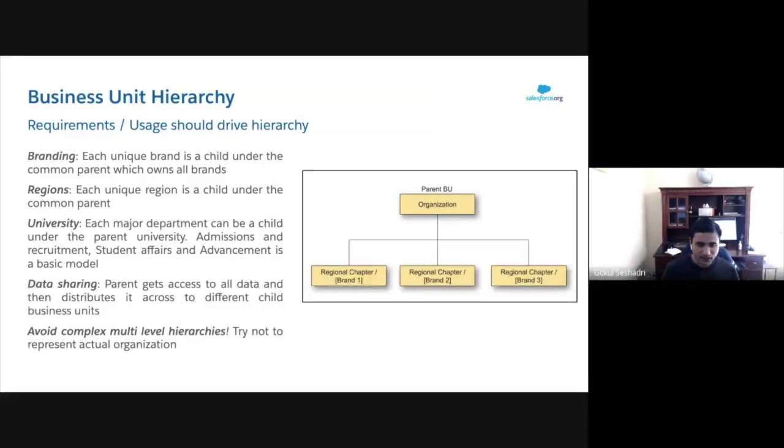The last thing here is we want to avoid very complex multi-level, child, grandchild, and great-grandchild, and so on. You don't want too many nested loops or too many levels in this hierarchy. Again, management and data sharing, everything becomes very complex if this business unit hierarchy becomes unmanageable or too detailed or too granular.